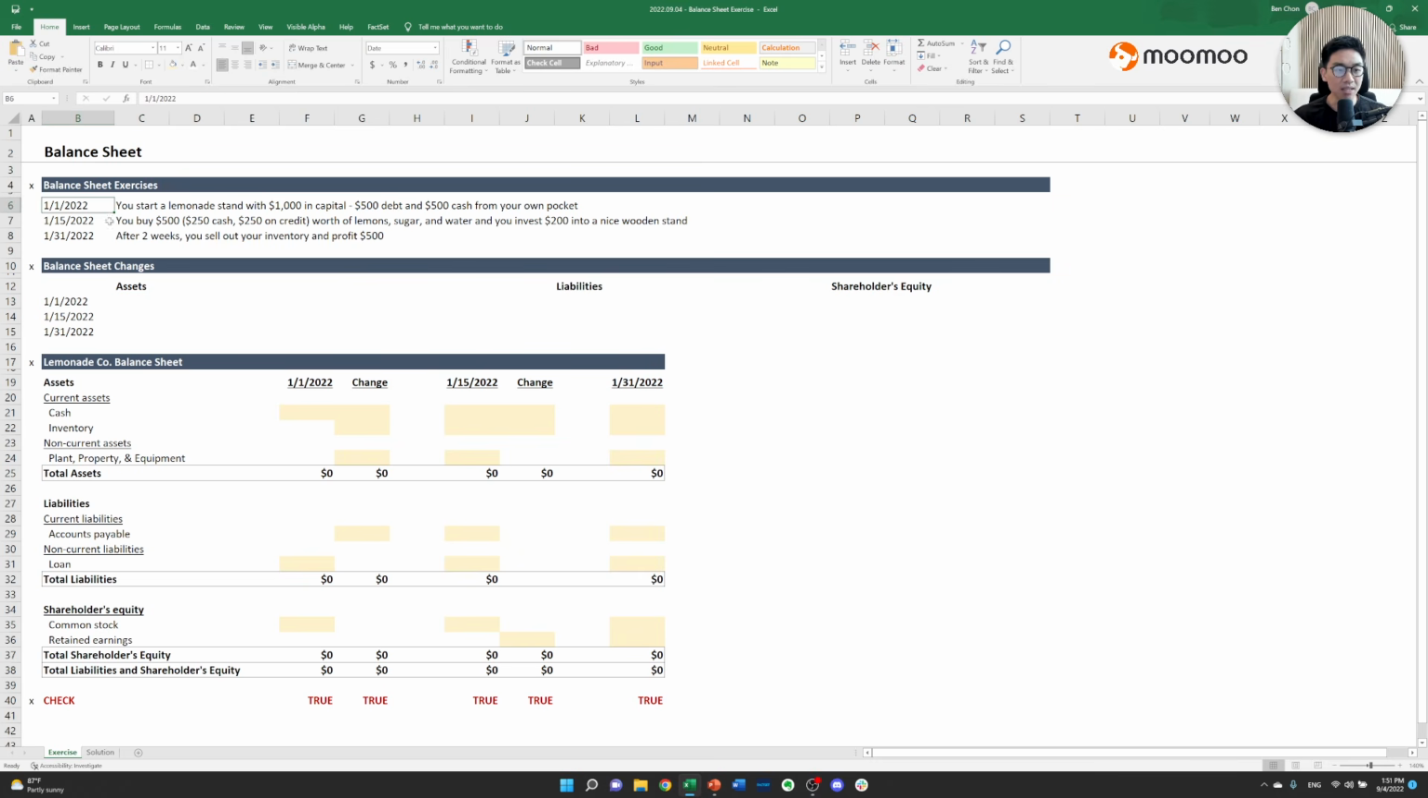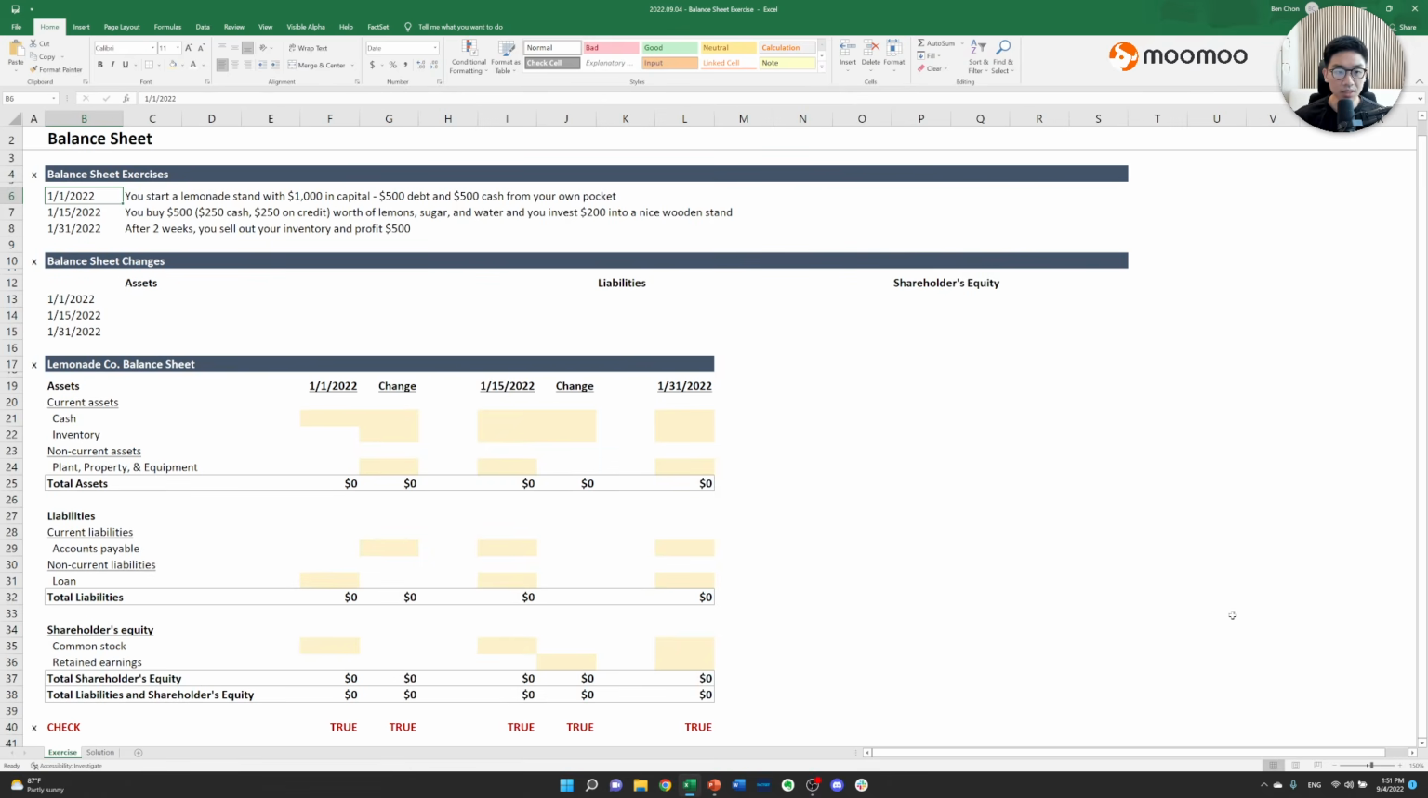So the exercise we're going to do is we're going to have three different events that happen when you're starting a lemonade stand, which we're going to call Lemonade Co. And let me zoom in just a little bit more so you guys can see everything. So the first thing that's going to happen is that on the 1st of 2022, you start a lemonade stand with $1,000 in capital, $500 through debt, let's say through your parents, and then $500 cash from your own pocket.